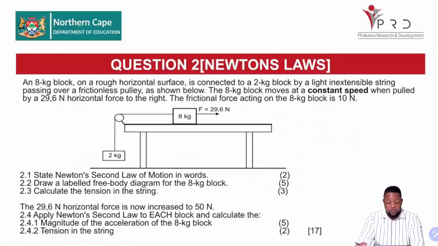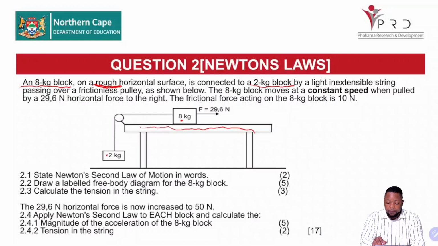Question 2, as asked in the examination question paper. An 8 kg block. You must be able to see the 8 kg block as you read. On a rough surface. Now, you hear the word rough. When you hear the word rough, you should be thinking about frictional force, meaning that the surface has frictional force. So this horizontal surface we are told is rough and is connected to the 2 kg block. You must be able to see the 2 kg block.